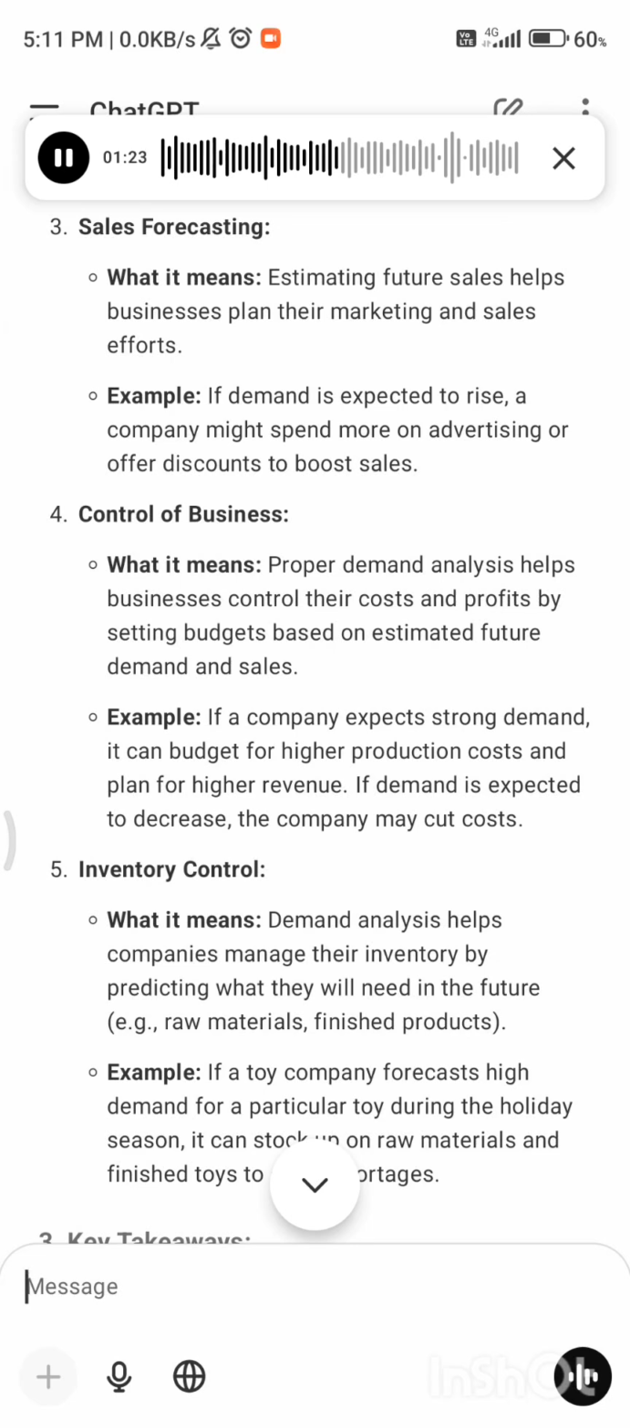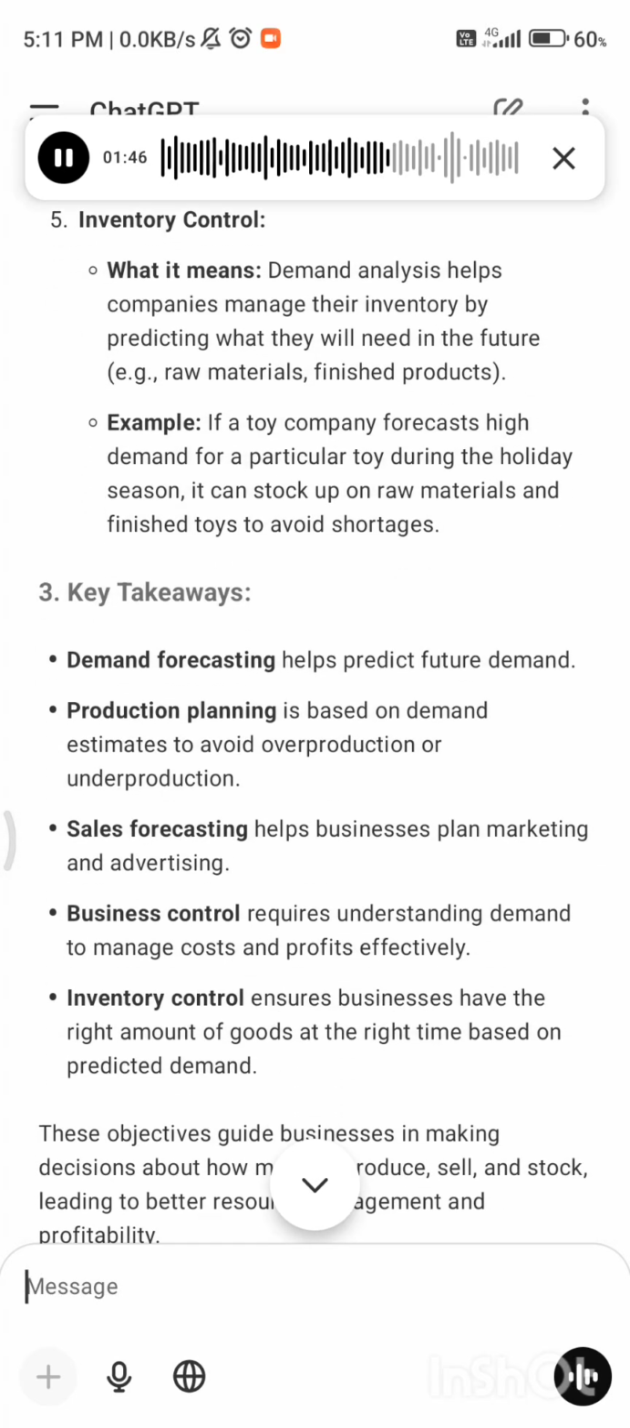4. Control of business. What it means: proper demand analysis helps businesses control their costs and profits by setting budgets based on estimated future demand and sales. Example: if a company expects strong demand, it can budget for higher production costs and plan for higher revenue. If demand is expected to decrease, the company may cut costs.